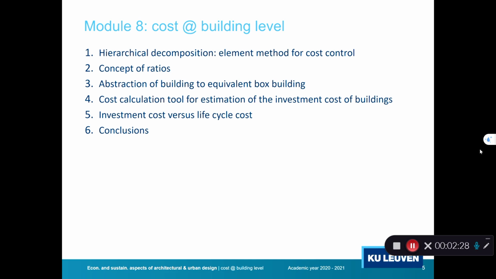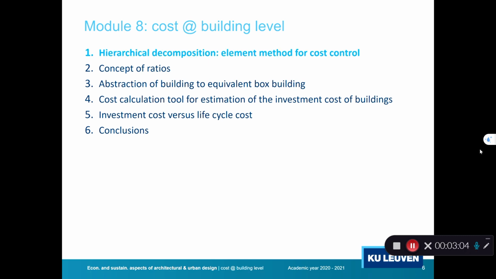Fourth, we will look at how we can use a tool to calculate the costs to estimate the investment of your building. And finally, we will look at how the investment costs differ from life cycle costs, and we end with some conclusions. This video concerns the first two points. We will look at how we can decompose our building in smaller entities and how we use the concept of ratios for checking, understanding the influence of our layout choices on the costs.